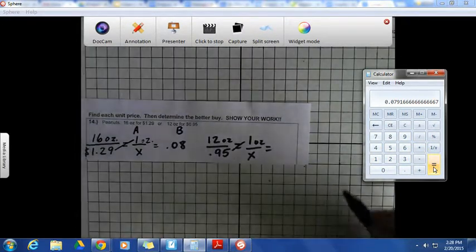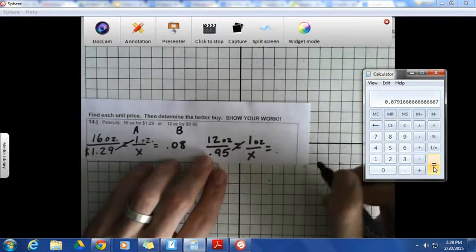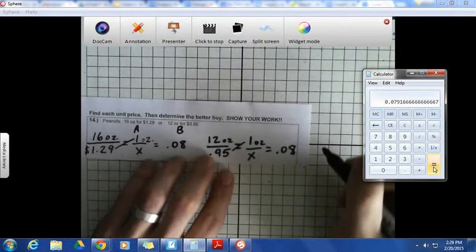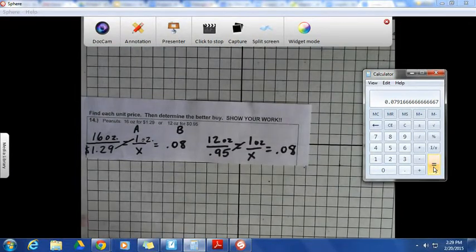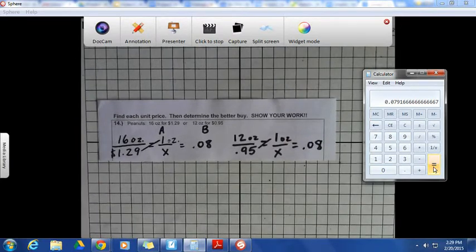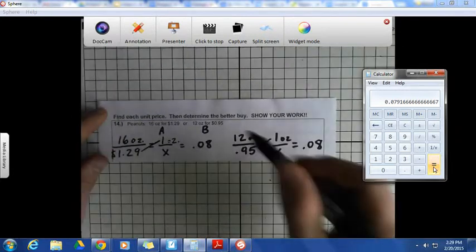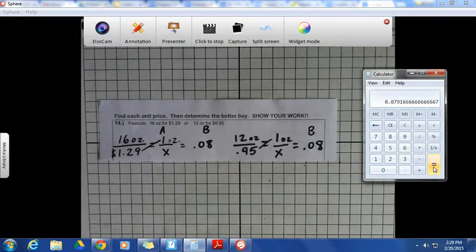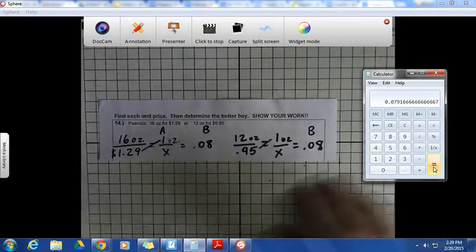Alright, so this is basically the exact same price, 0.08. We're going to round it to 0.08. So these actually come out to be the same price, 0.08, so 8 cents in other words. So brand A is 8 cents, brand B is also 8 cents. So how do we graph this unit rate problem?